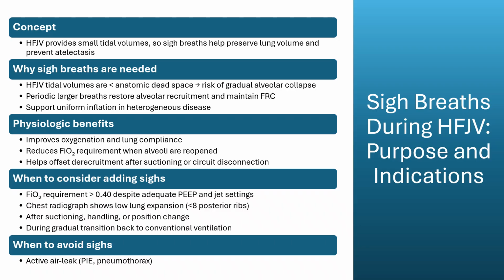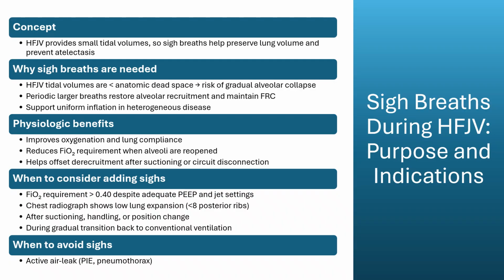In the presence of an air leak or pulmonary interstitial emphysema, they should be avoided because large inflations may enlarge existing leaks. Hemodynamic instability is another reason to defer sighs, as transient rises in intrathoracic pressure can worsen venous return. The decision to add sighs depends on both oxygen trend and radiographic expansion. They serve as a temporary recruitment aid rather than a permanent component of jet ventilation.